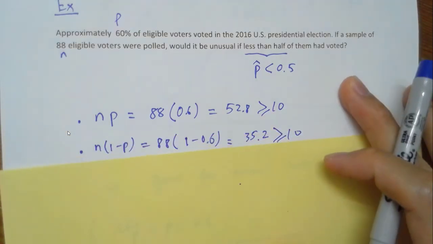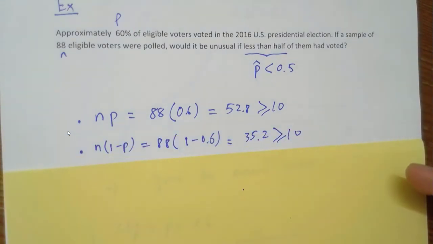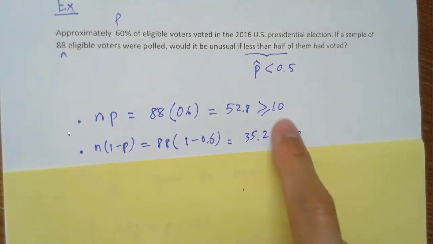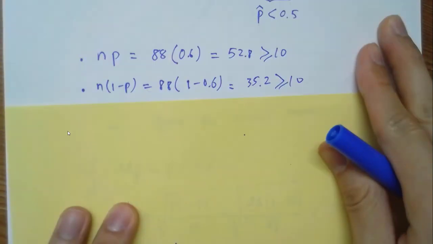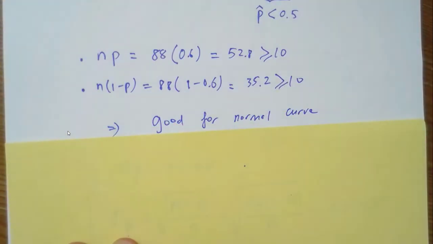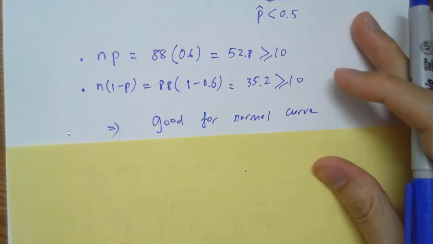So that's good. And then n times 1 minus p, and we also get a number which is bigger than 10. So these are the two requirements, and they are satisfied. So we are okay to use a normal curve. After we know it, we can apply the normal curve.